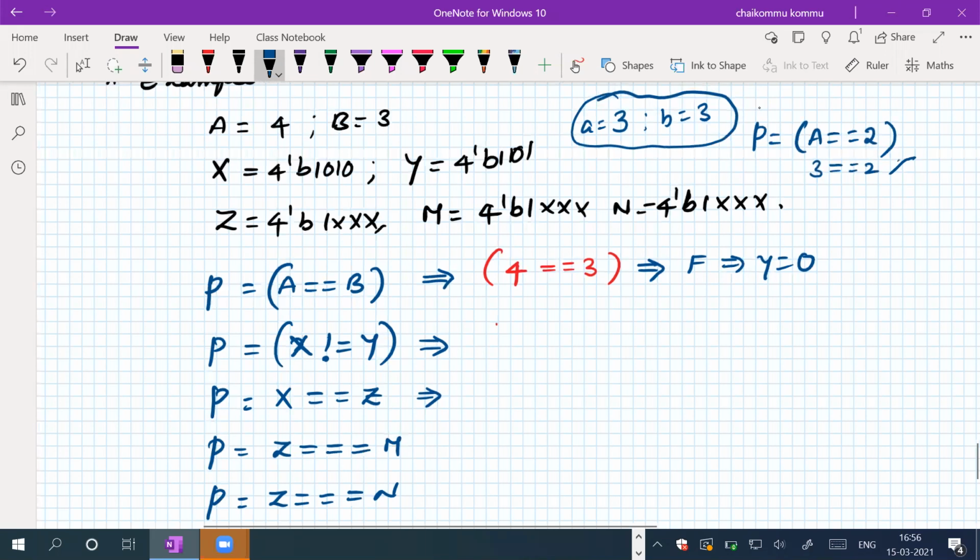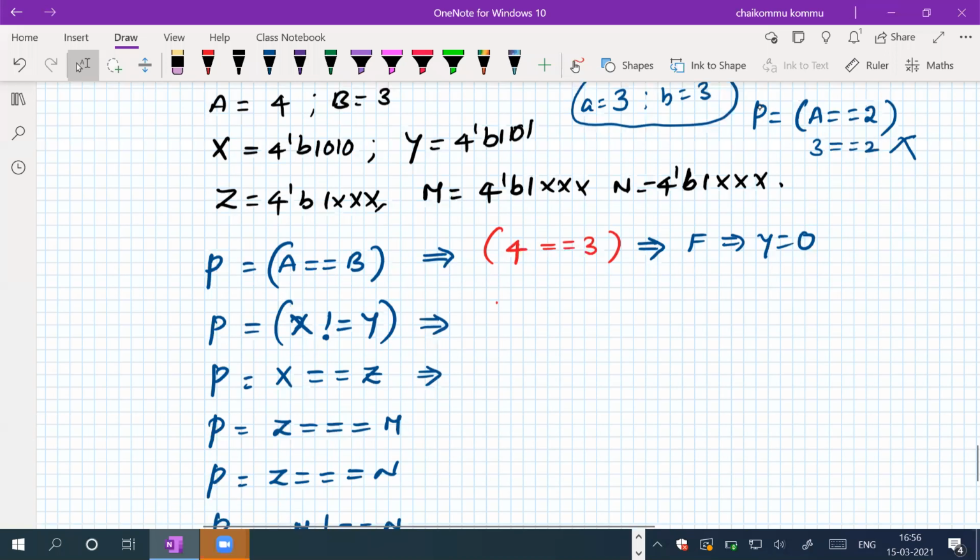So what about the second one? Here we have 1010 and 1101. So we need to compare inequality. Therefore, what is happening here? Are both equal or false? It's false. So here also, if any of the data is false, automatically the entire information will be false. Therefore, this operation is true.